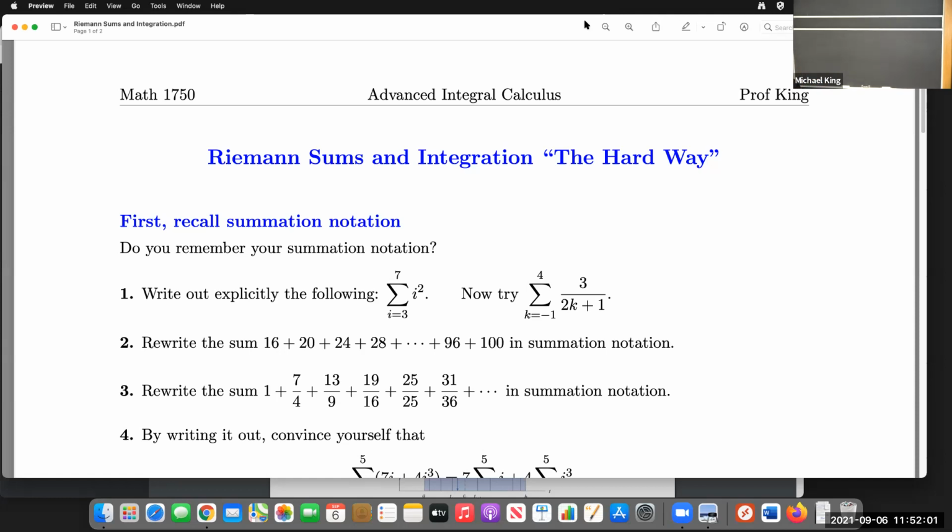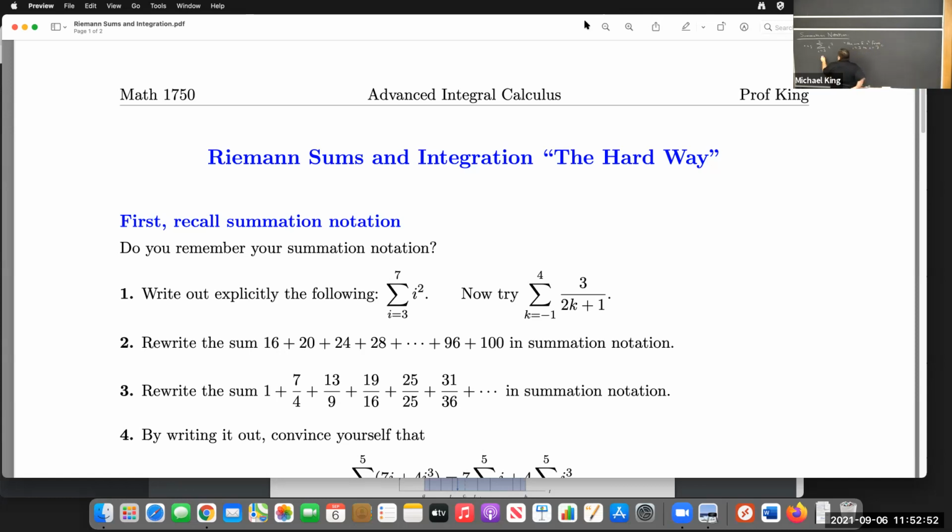Okay, so do you remember summation notation? Let's have a reminder. As an example, I think for that first one I said, what is that, i squared from 3 to 7. So there's the sum of i squared, i equals 3 to 7. You would say something like this is the sum of i squared from i equals 3 to i equals 7. That's what I would probably say in words.